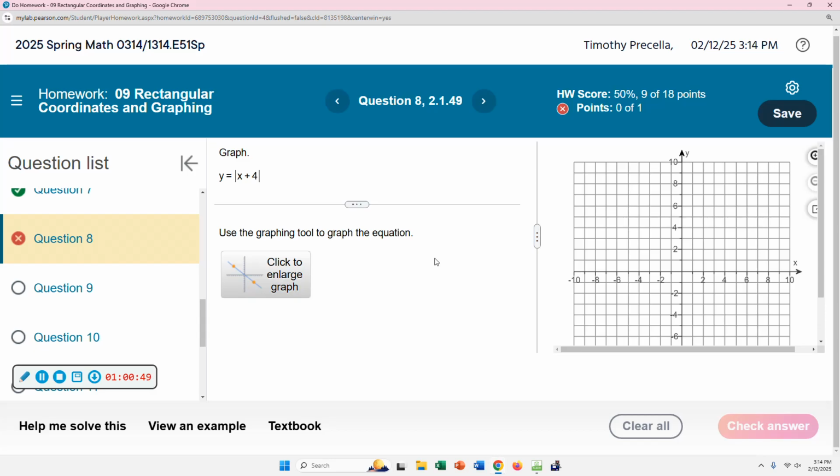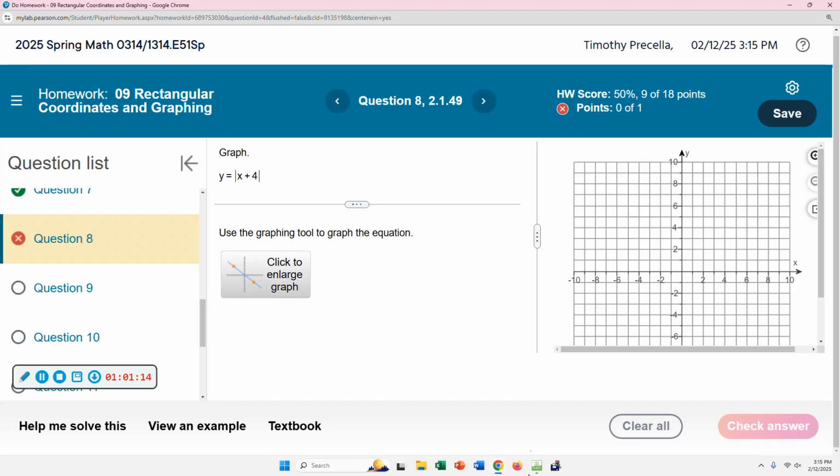They want us to graph y equals the absolute value of x plus 4. What's missing here? This reminds me of that second parabola we drew. What did they not do? They didn't give us the table. They didn't tell us what numbers to plug in. It's up to us which numbers to plug in.